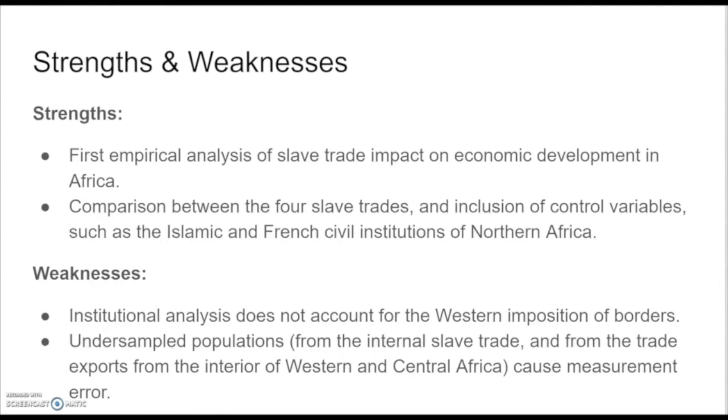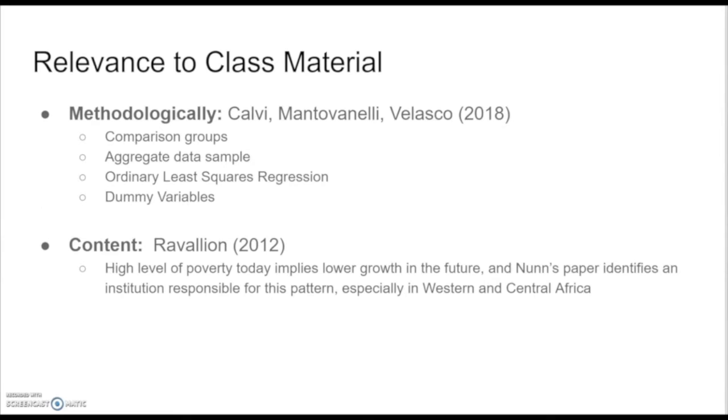specifically that it's the first empirical analysis, but that it shows a strong correlation and that it accounts for different political institutions by the inclusion of the 4 different slave trades. A weakness that I would highlight is that it does not have a control variable for the Western imposition of borders as it relates to causing insecurity, and that there was some undersampling of populations, particularly from Central Africa, which led to the construction of estimates.